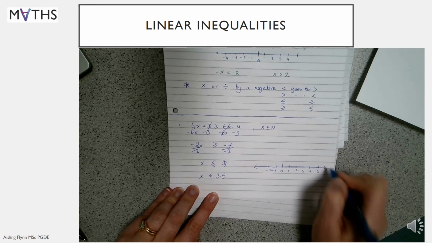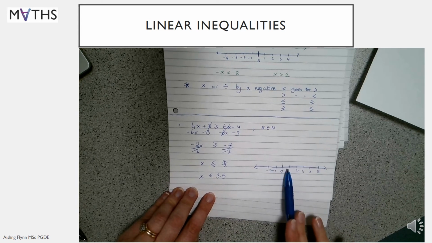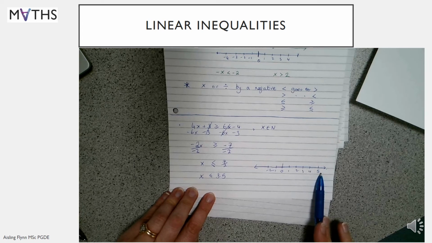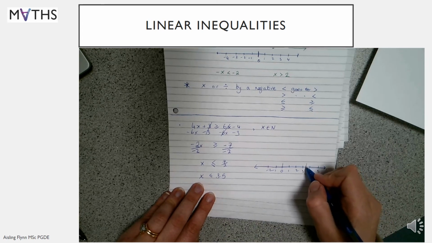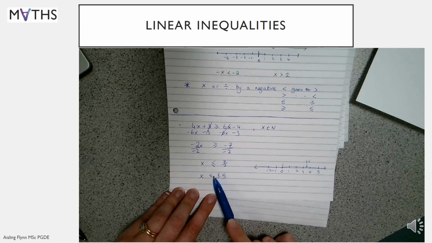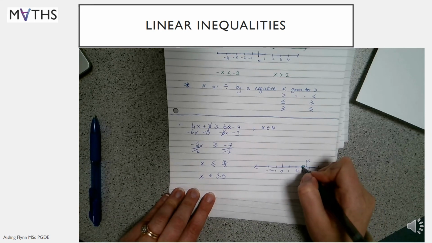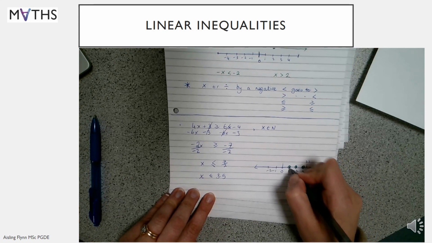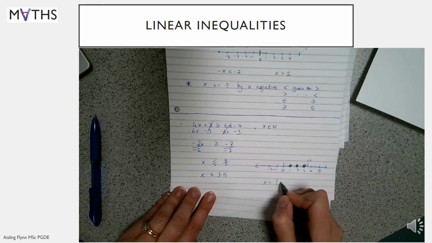Okay, so x, we're told, is a natural number, so we'll be sticking to the positive whole numbers. It must be less than or equal to 3.5. 3.5 is here. Can it be equal to 3.5? No, because it's supposed to be natural, and that's not a whole number. So the natural numbers smaller than 3.5 are 3 and 2 and 1. They're the only possibilities. So x equals 1, 2 or 3.